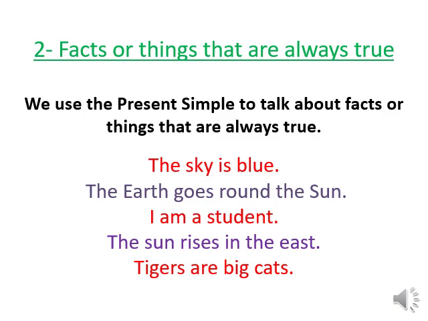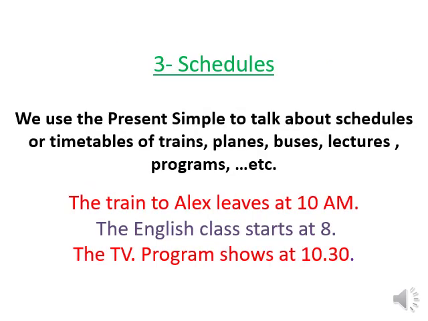We use the present simple to talk about facts or things that are always true. For example, the sky is blue, the earth goes round the sun, I'm a student, the sun rises in the east, tigers are big cats. The third usage is schedules.